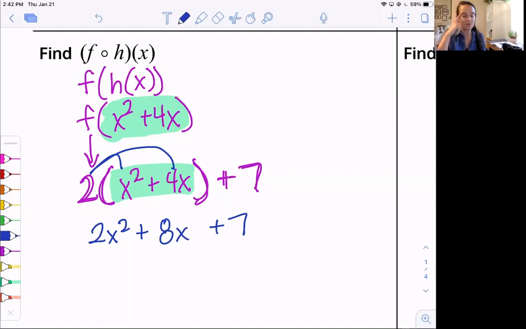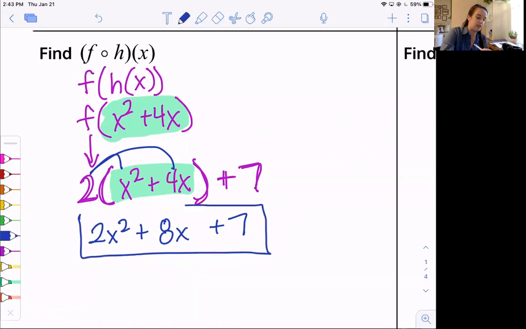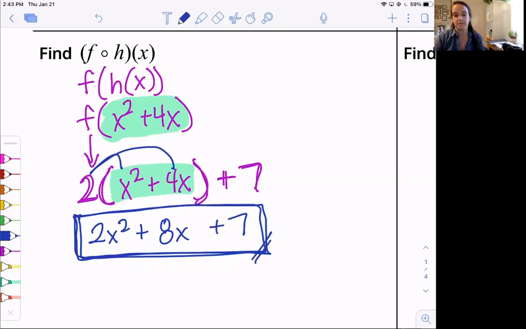Yes, good double thinking. You are correct. We do not want to combine them, because one is x squared and one is x. Yeah, you're absolutely right. So this is my correct answer: 2x squared plus 8x plus 7. That's it. Great job. Give yourself a pat on the back. Thank you for helping everyone in the chat. Appreciate everyone who came off mute to help me out.